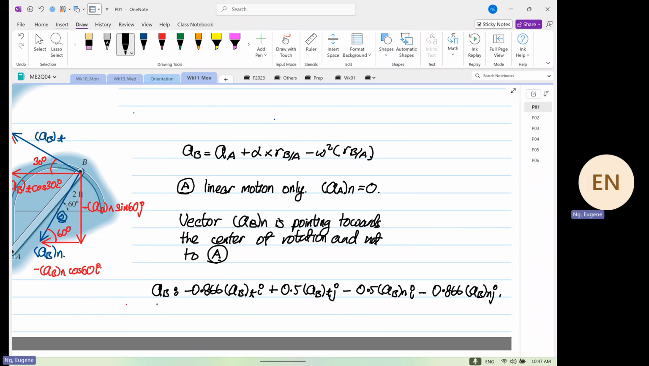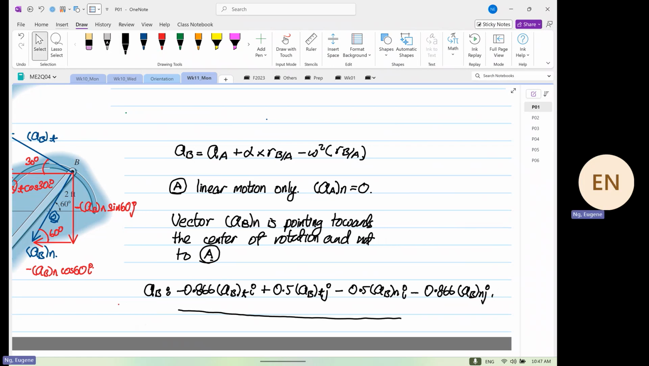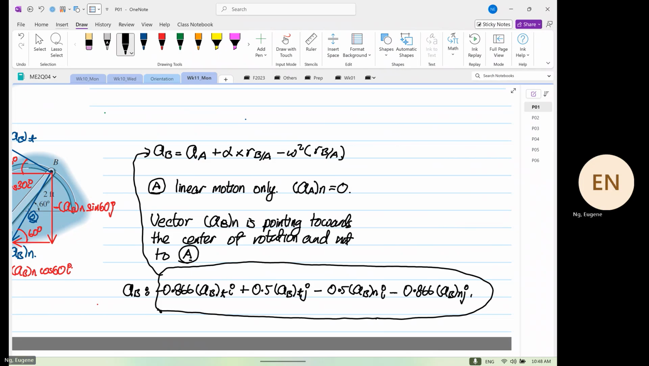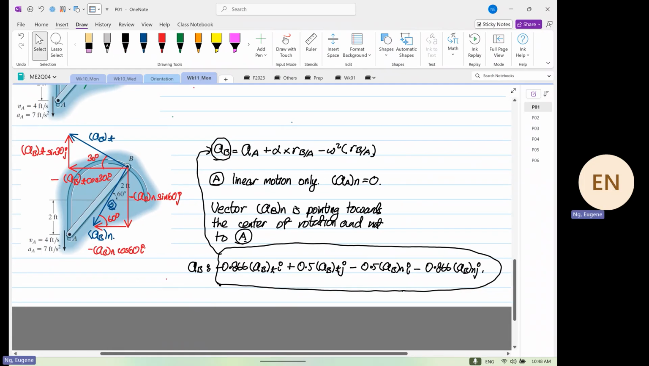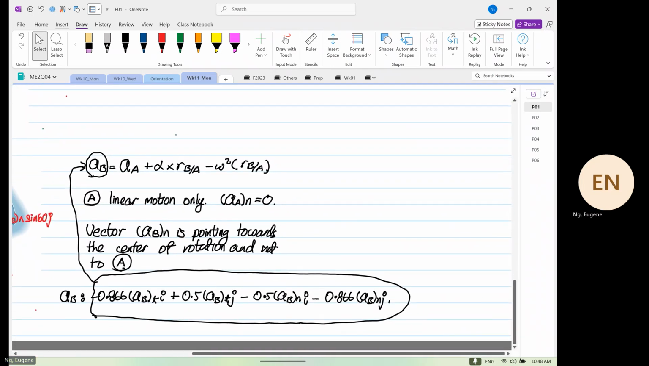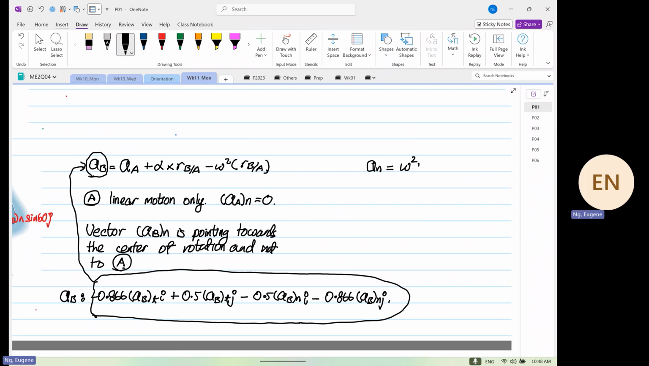And all this is just for AB. Okay, it's not difficult at all. Once you are able to resolve this, it's pretty straightforward. It's not that bad. And then an important thing to take note, that AN can be equal to omega squared R.